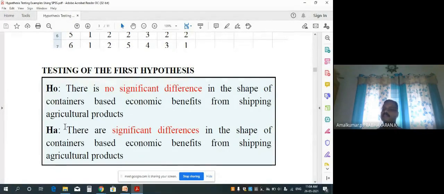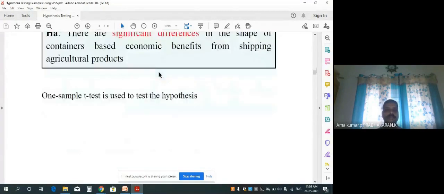And finally, the researcher takes the decision: there are significant differences in the shape of containers based on the economic benefits from shipping agricultural products. That is the testing of the first hypothesis. I think all of you understand the concept. Then I am moving to the second hypothesis.